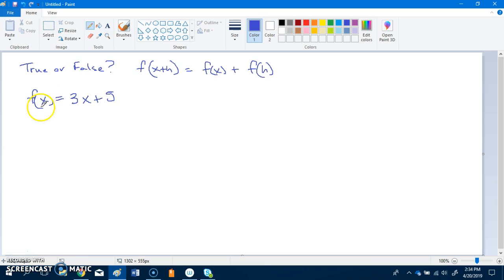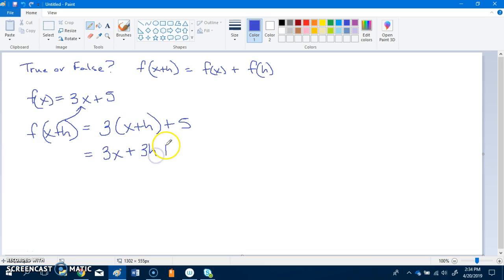So if this is my example function and I want to then go f of x plus h, that means I'm going to substitute x plus h in for x. So I'll get 3 times (x plus h) plus 5. And then that gives me 3 times x plus 3 times h plus 5. So that's this side of the equation.